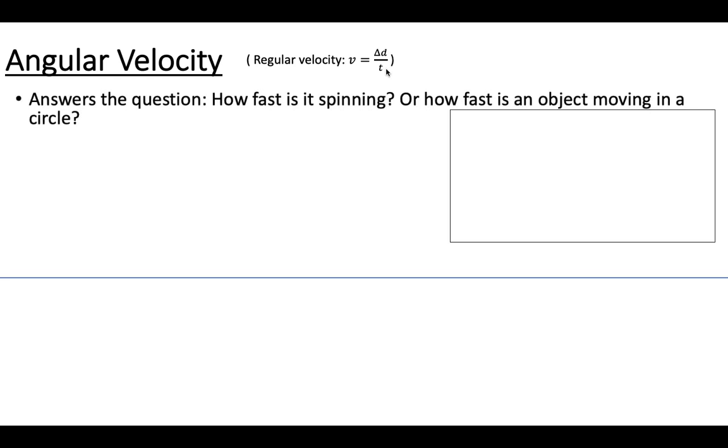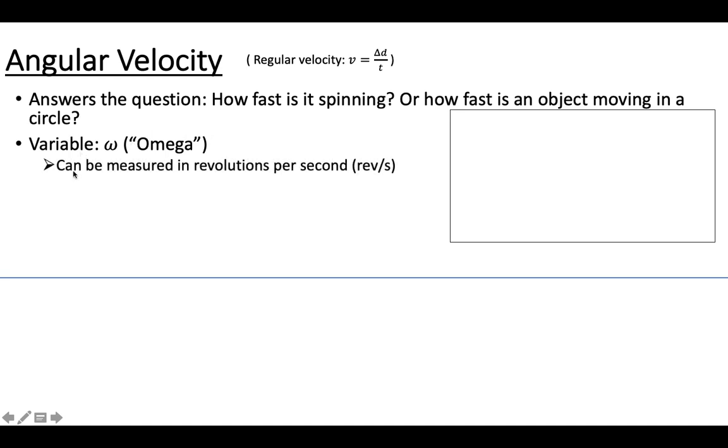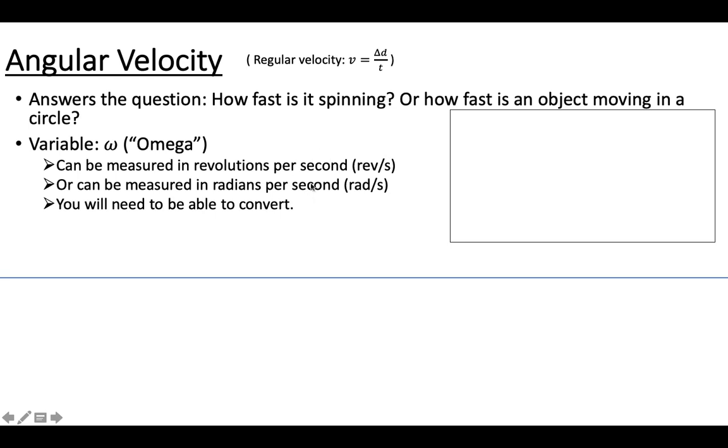So, angular velocity answers the question, how fast is it spinning, or how fast is it going in a circle? The variable we're going to use here is this cursive W. It's a Greek letter that's called omega. Angular velocity can be measured in revolutions per second, or it can be measured in radians per second. So, how many times did you run the circle, or radians? And we do need to be able to convert between those two things. I'll do an example over here in just a minute. We do need to be able to convert between revolutions and radians.